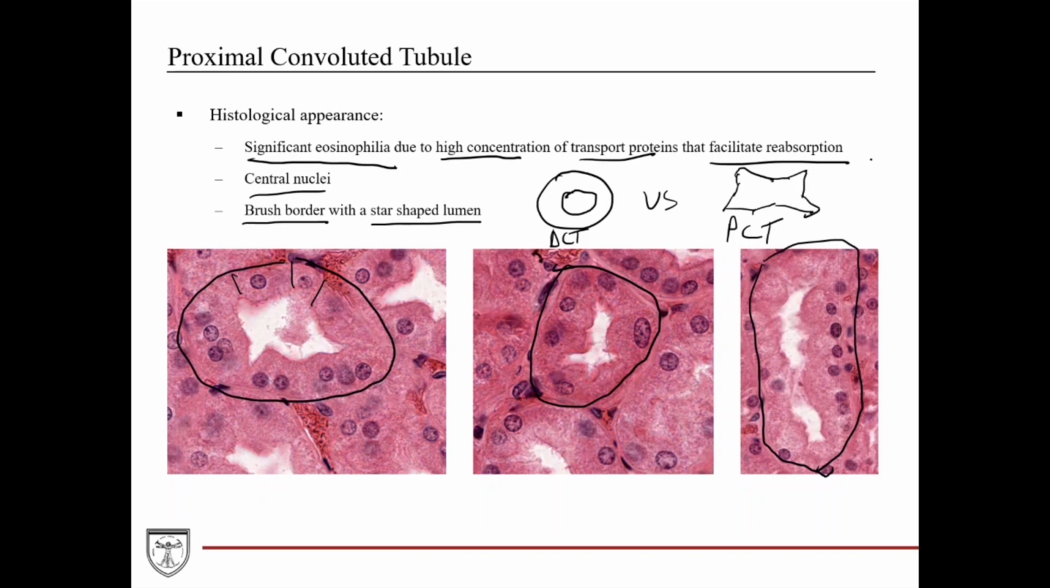Like that, or say like this. And you can see that here. See how it has multiple different points. It's not necessarily going to be a perfect star shape, but you get the idea, that there's multiple points. It's not a nice sharp round lumen. It has multiple different points to it.